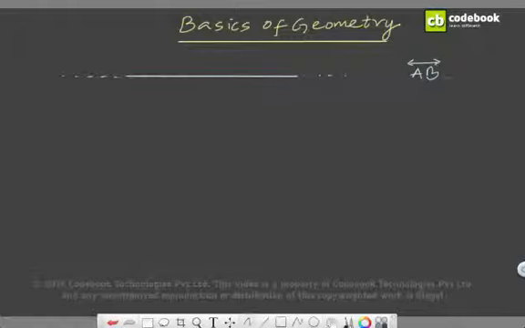So that's a line. And sometimes lines are also denoted using small case letters in short form like L, M, N. So these are also used to represent lines. Next, let's look at line segments.